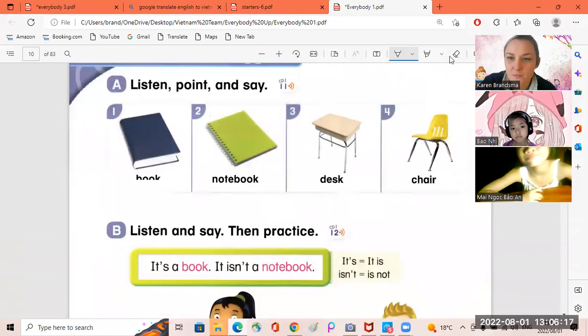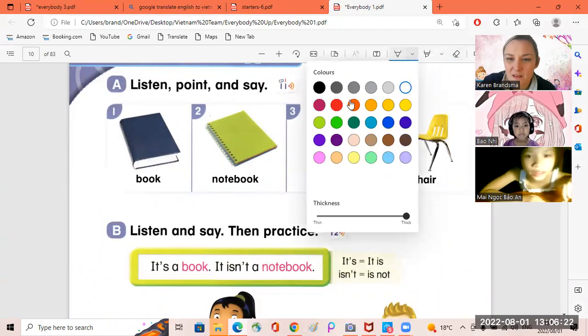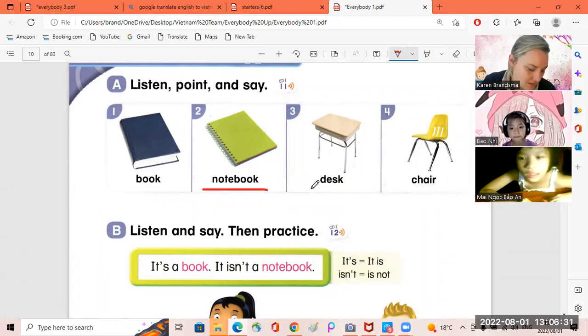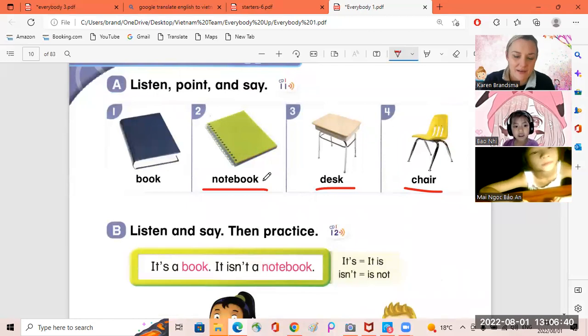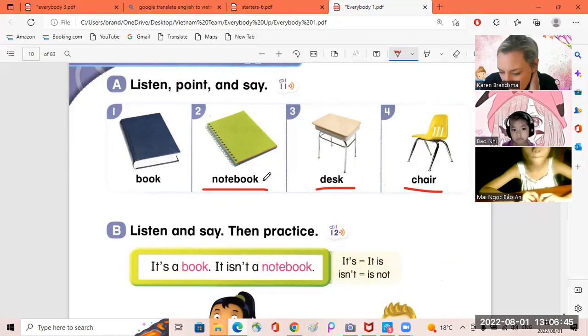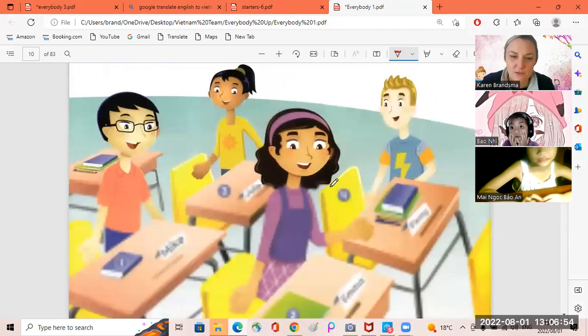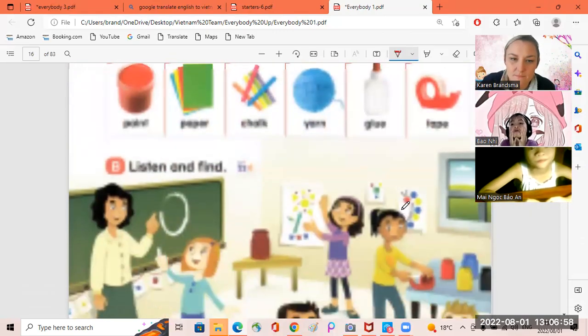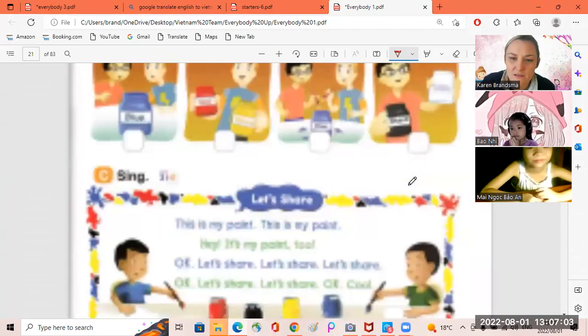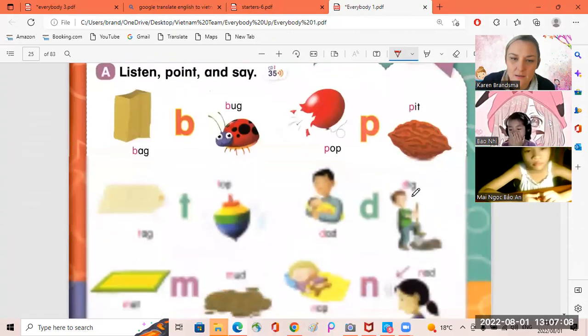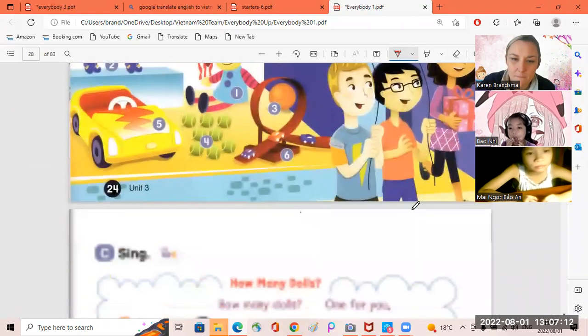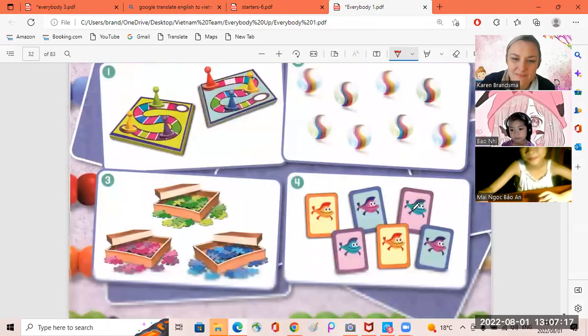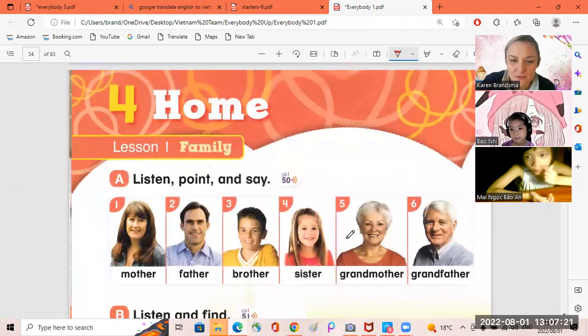Now let's look over here. Book. Notebook. A notebook. Yes. Okay. Desk. Okay, let me see here. What are we going to do? Everybody, up one, unit three. Okay. Let's go to unit three. Art class. Okay, well, now we're going to do unit four.